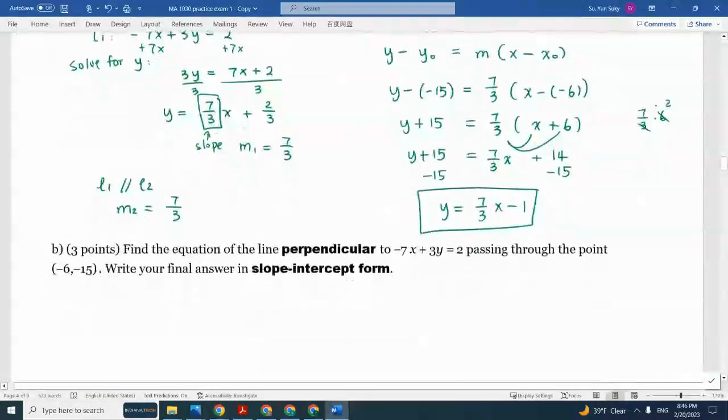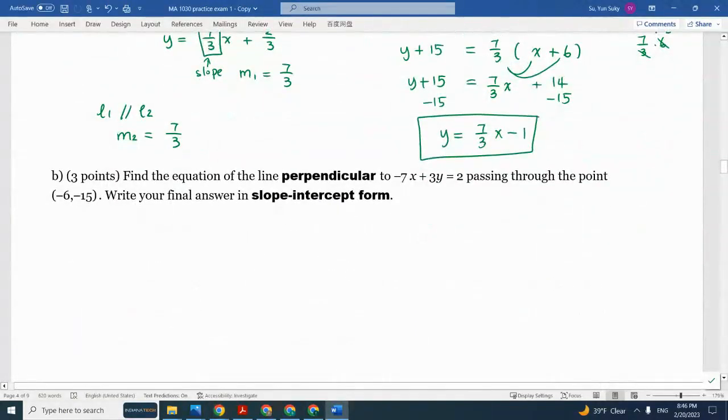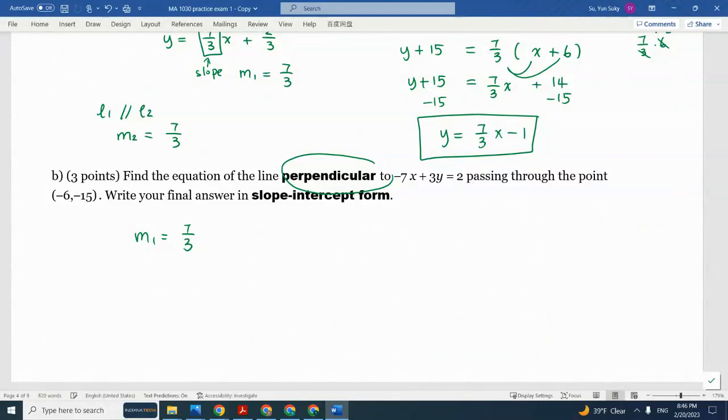And part B. It's almost the same thing, but now we ask perpendicular. Okay, so we already figured out m1 is 7/3, right? And then they are perpendicular. So line 1 is perpendicular to line 2, and then the slopes are negative reciprocals. So the negative reciprocal of 7/3 is -3/7.